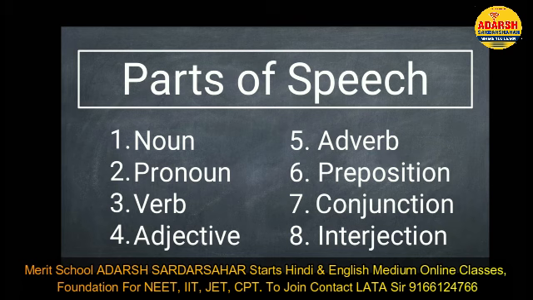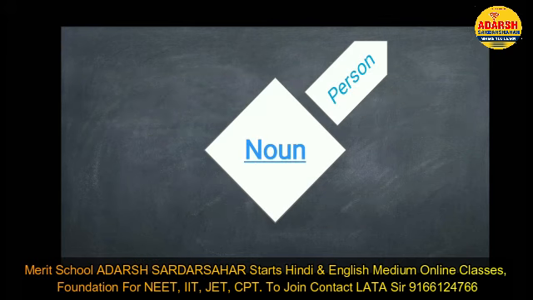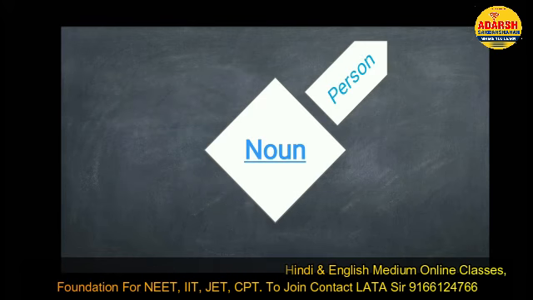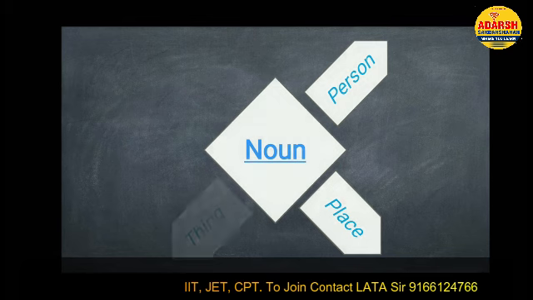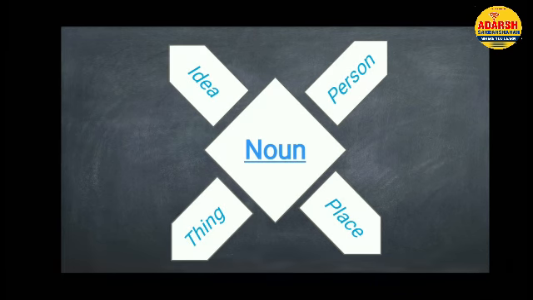Let us start with noun. Let's go to its definition. A noun is a word used as a name of a person, place, thing, or an idea. For example, a person is like Narendra Modi, a place is like Haryana, a thing is like a grammar book, and an idea is like love.